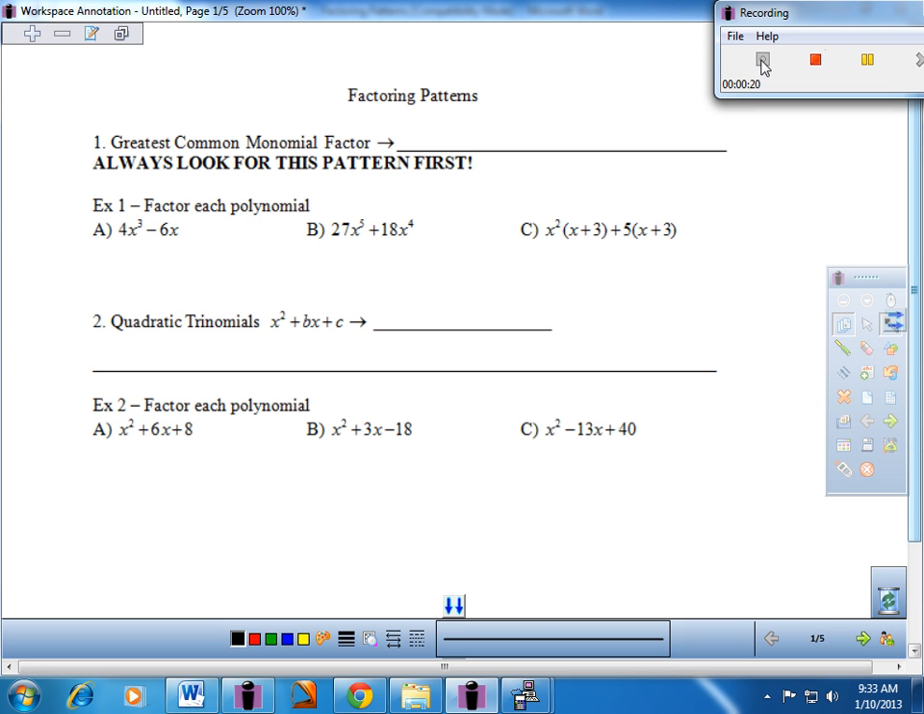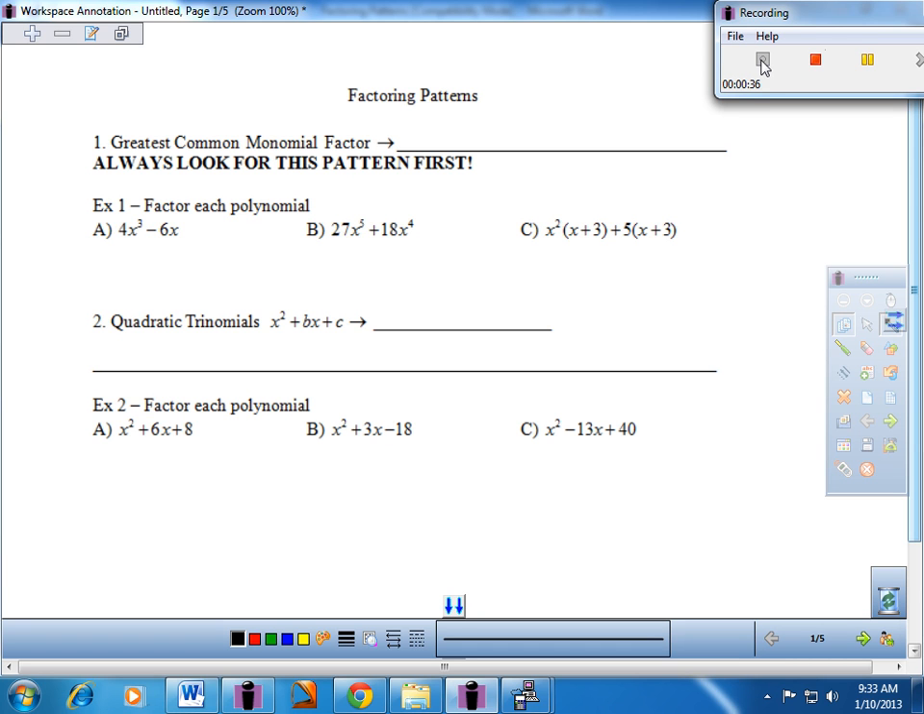So let's see if you remember some of these patterns from previous courses, and then probably add a little piece towards the end there that'll be new. So let's go for it. Let's dive right in. It looks like the first pattern that we're going to be taking a look at is what's called the greatest common monomial factor.